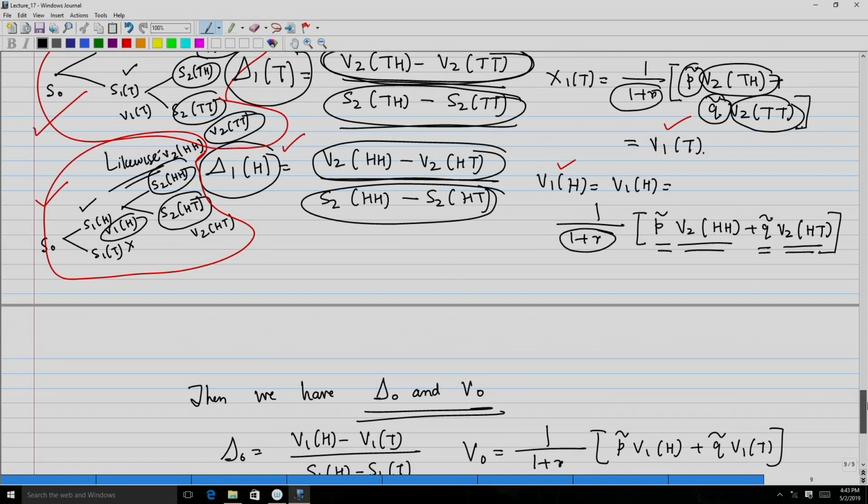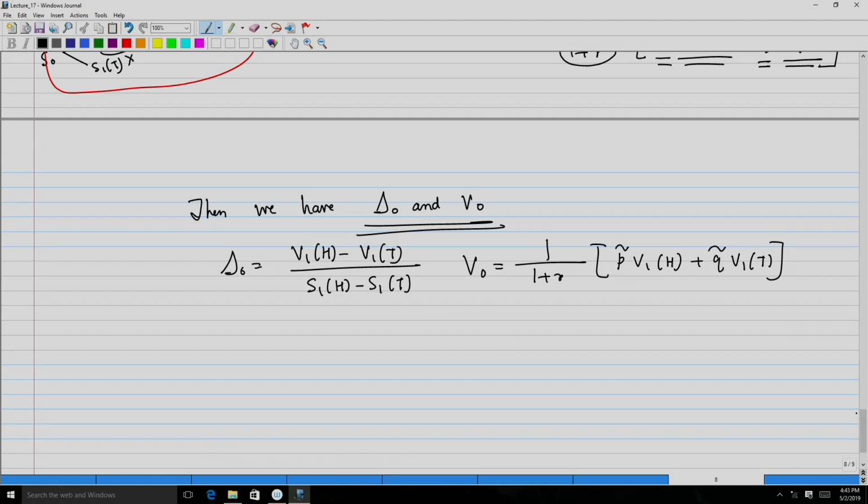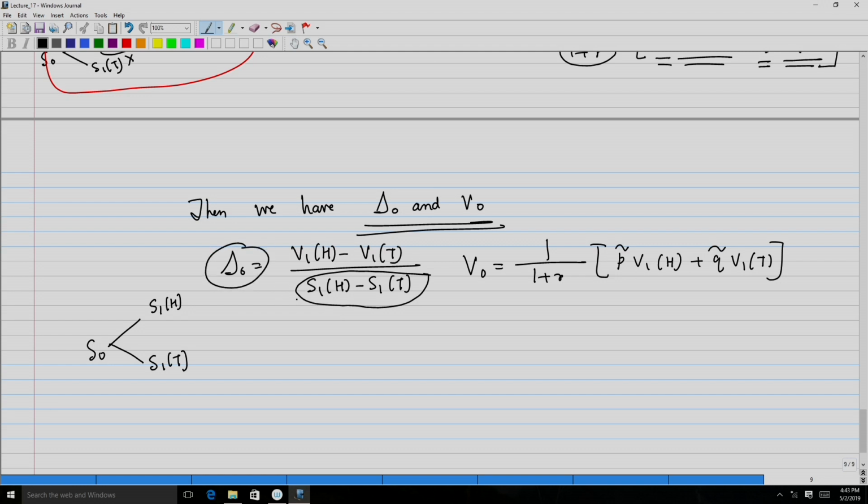So, remember in the previous step we had actually figured out what is going to be V1 of h. So, this should be x1 of h. So, V1 of t and V1 of h. So, this information is available. So, now we again view this binomial tree. So, for S naught you can go up to S1 of h, or you can come down to S1 of t. So, the denominator in case of delta naught is nothing but the difference of the s values, and the numerator is the difference of the corresponding v values, namely V1 of h and V1 of t.